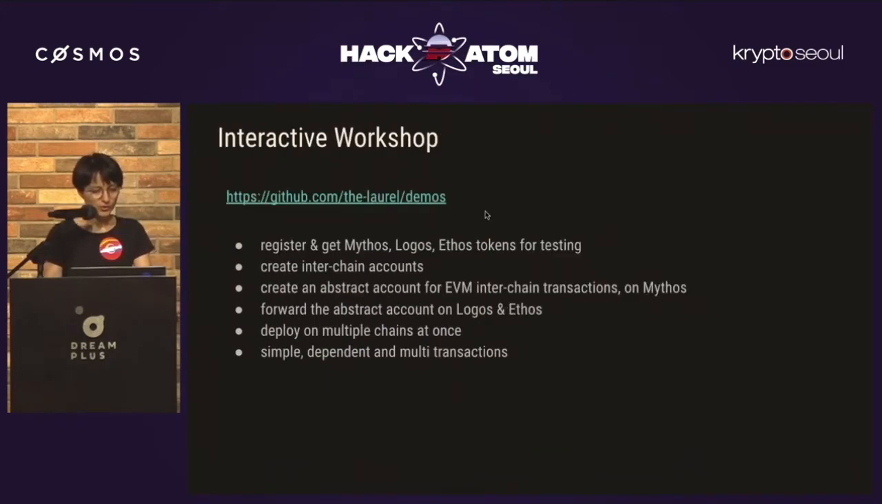If you want to know more, if you see me around here and you've got your tokens, we can go through these steps together: register, get tokens, create interchain accounts, create abstract accounts for EVM interchain transactions, forward the abstract accounts on the other chains, deploy on multiple chains at once, and then simple, dependent, and multi-chain transactions.